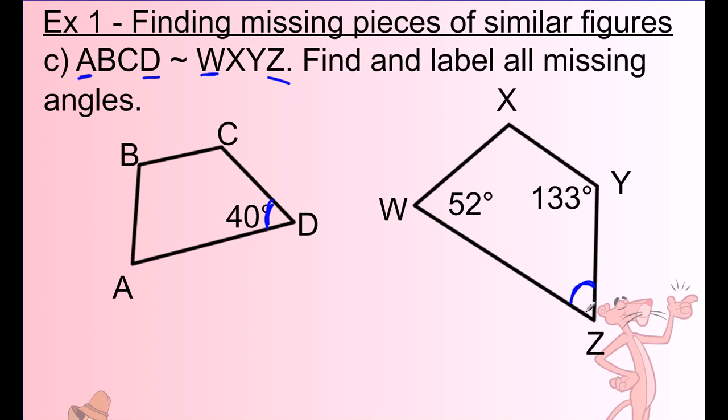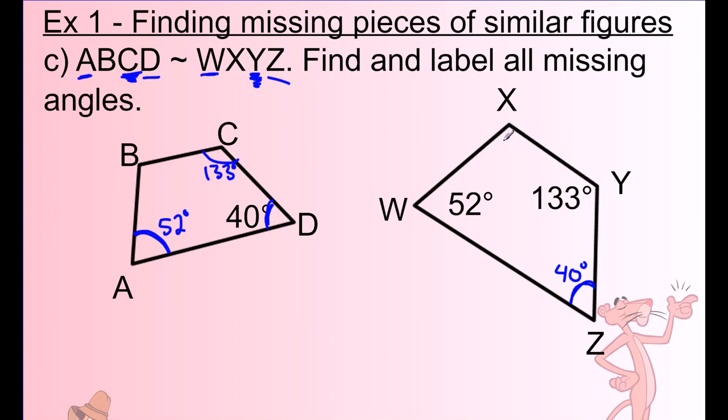So my assumption that Z looked kind of like D, they look about the same, was actually true. Those two angles are corresponding, which means they are congruent. Angle Z is 40 degrees. Okay? And since now we know that A and W are the same, this angle A would be the same as angle W, which is 52. Alright, so I need to find C. C corresponds to the third letter, Y. Y is 133, so C is too.